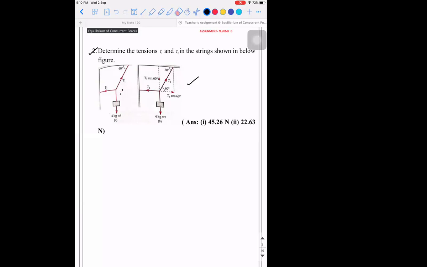Right. Now we need to find T1 and T2 from this diagram. So our work is to find T1 and T2. It is not given in the diagram. They have said, determine the tensions T1 and T2 in the strings. Okay. So how to solve this? Tell me.